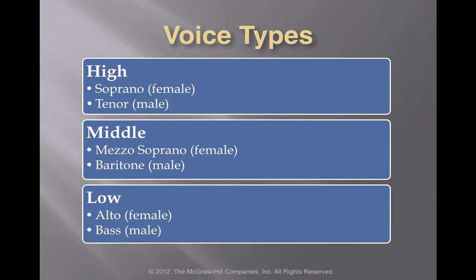For our female voices, the high female voice is called soprano, with the low female voice being called alto. In the middle of that range is what we call mezzo-soprano, which kind of straddles the two. For our male voices, the high range is tenor, while the low is bass. And baritone is the name that we apply to that middle range.